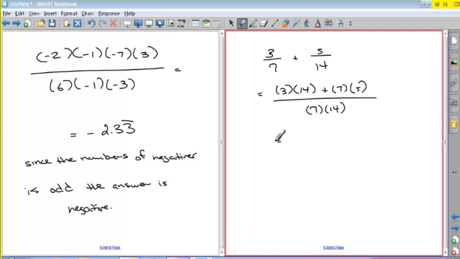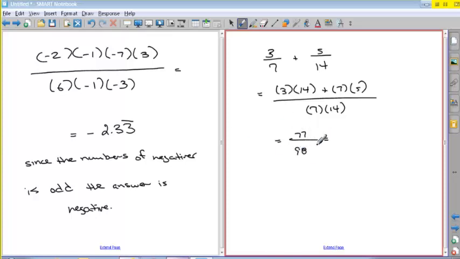Okay, so at that point you can go ahead and just multiply, do the numerator and then the denominator separately. So don't do anything yet. So we're going to take 4 times 3 times 14 plus 5 times 7. That gives you 77. And then in the denominator we have 7 times 14, which is 98.